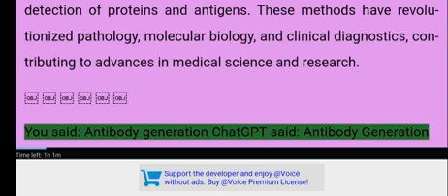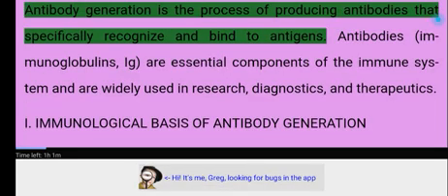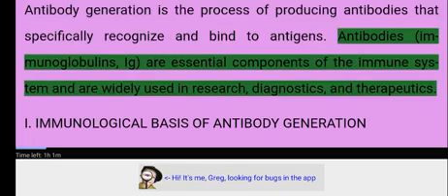Antibody generation. Antibody generation is the process of producing antibodies that specifically recognize and bind to antigens. Antibodies, immunoglobulins (Ig), are essential components of the immune system and are widely used in research, diagnostics, and therapeutics.